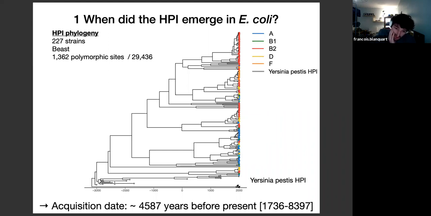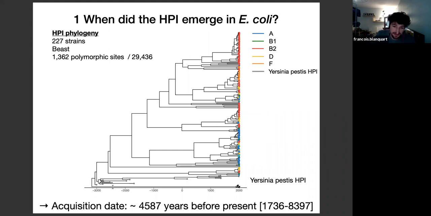The analysis was actually quite robust, because even before she incorporated these old sequences, she estimated an acquisition date that was quite similar to this one. So this is not constrained by the fact that our oldest sequence is about 5,000 years old. So it was quite robust. The HPI emerged a longer time ago than what we thought originally.